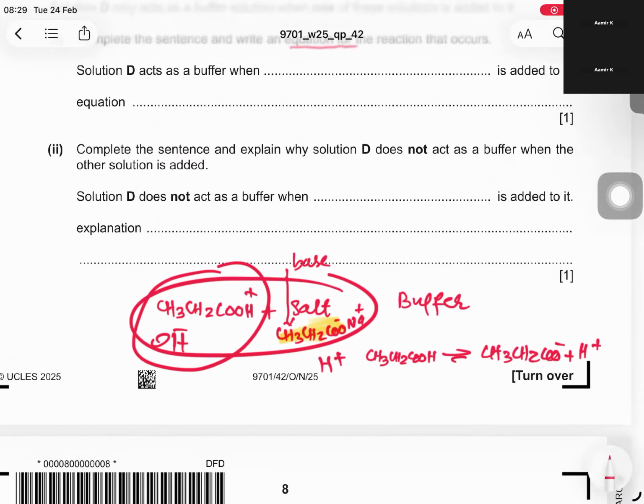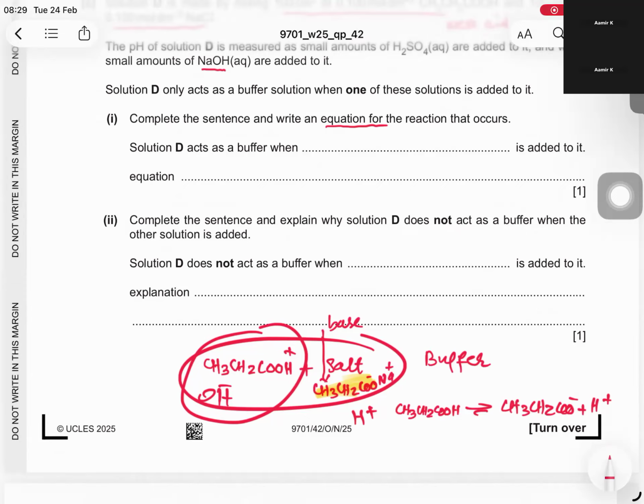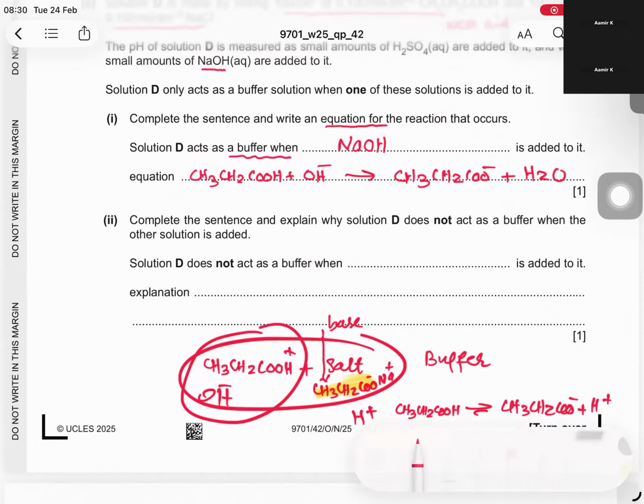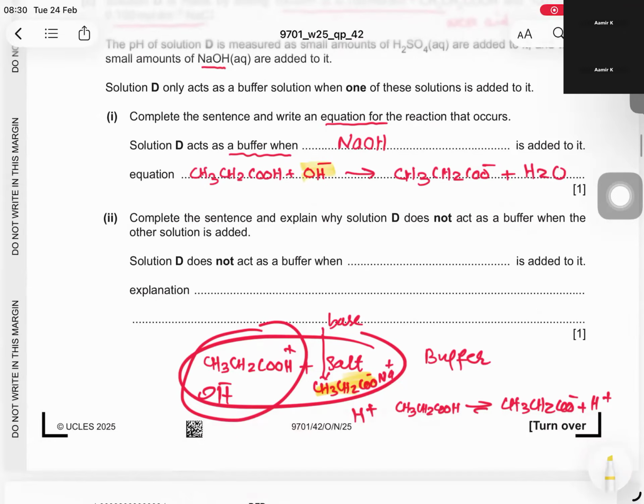Therefore, अब देखें sentence क्या कह रहा है. Solution D acts as a buffer when sodium hydroxide, NaOH, is added to it. Why? Because this propanoic acid itself is an acid and reacts with hydroxide ion from sodium hydroxide to form CH3CH2COO⁻ plus H2O. In this way, these OH⁻ ions coming to this solution have been utilized and pH is maintained.